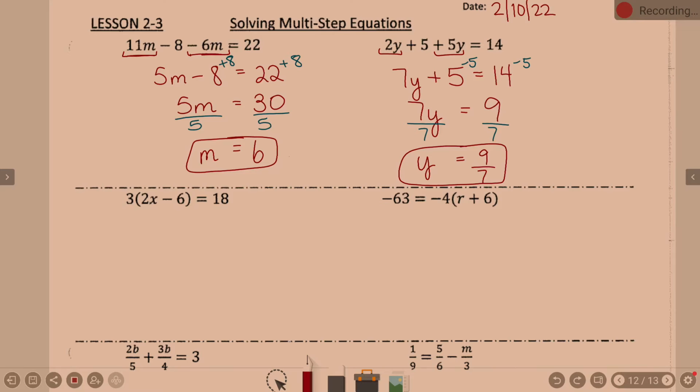Next row. What's new in this next row? The parentheses. They're throwing parentheses at us. You guys know what to do with parentheses. We did this last chapter.